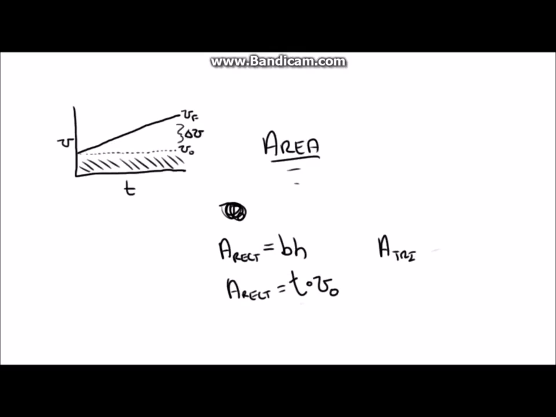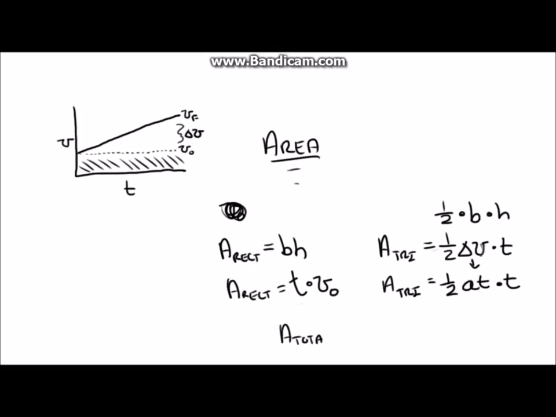The area of the triangle is half bh, half times base times height, or half times the change in velocity times t. Sorry, I added an extra t there. So half times the change in velocity times t. Now, you could substitute at in for change in velocity, as we said before, so you get half at squared as the area of the triangle. You add those two areas together, you get v0t, the area of the rectangle, plus half at squared, the area of the triangle.